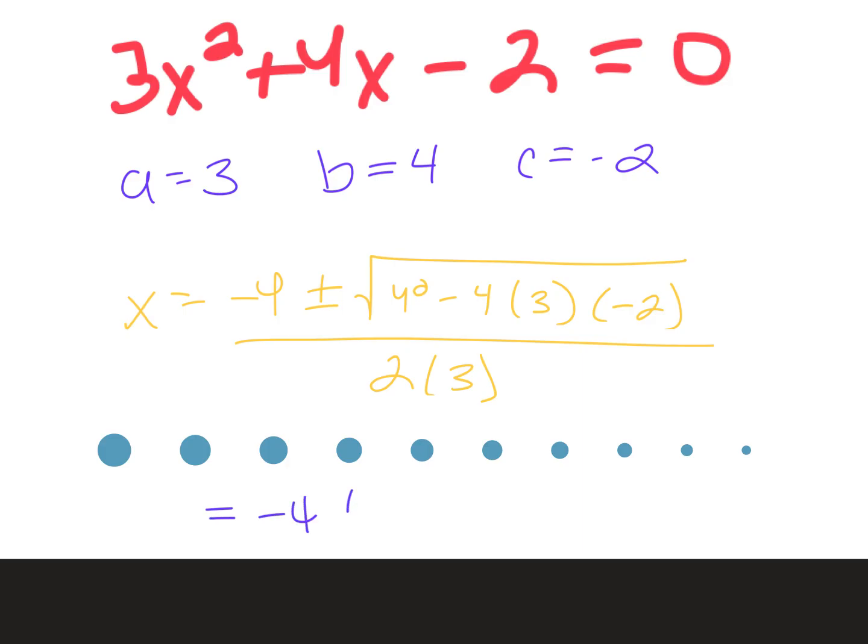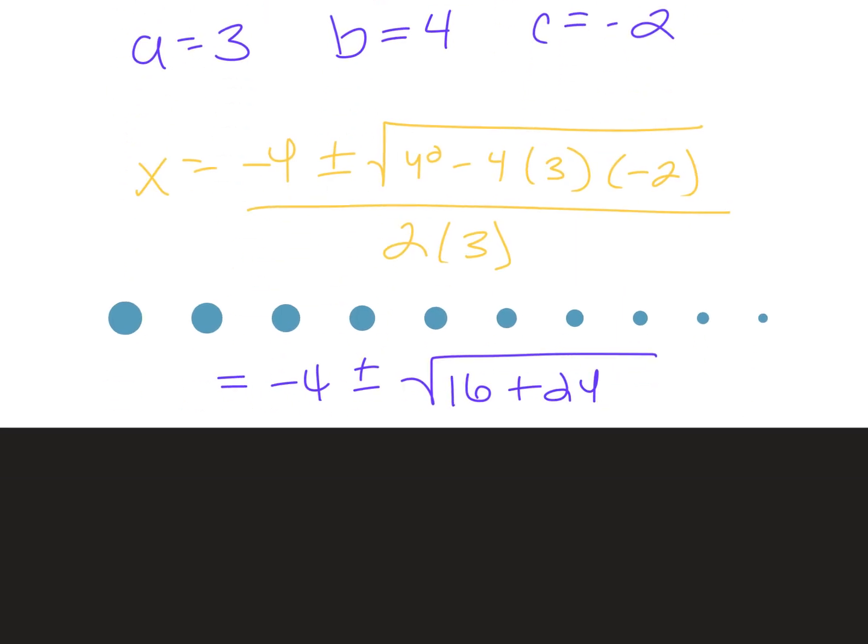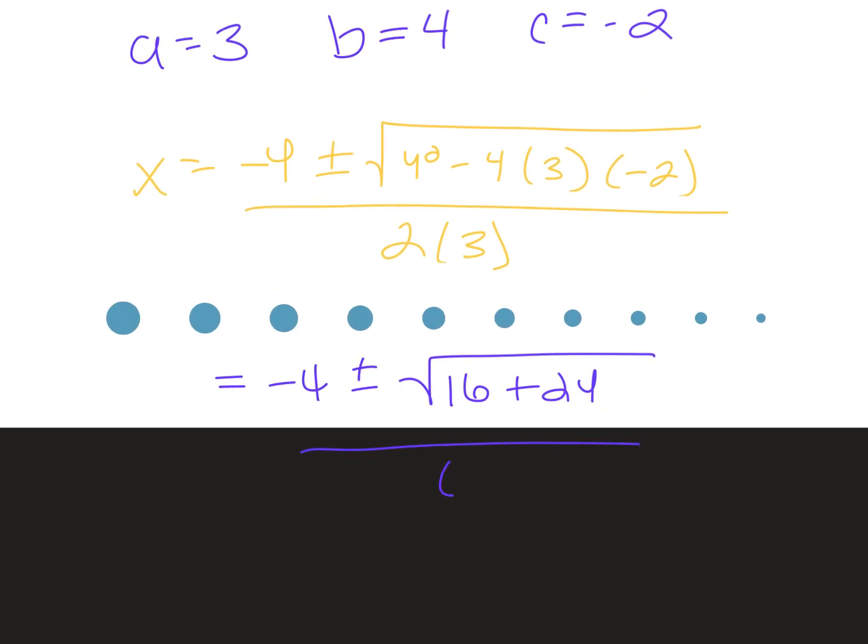So as we simplify, -4 plus or minus, what's 4 squared? 16, good. I have a -4 times a 3 times a -2. A negative times a negative is going to give me a positive. Great. So 4 times 3 is 12. Times 2 is 24. Awesome. All over, what's 2 times 3? Great.